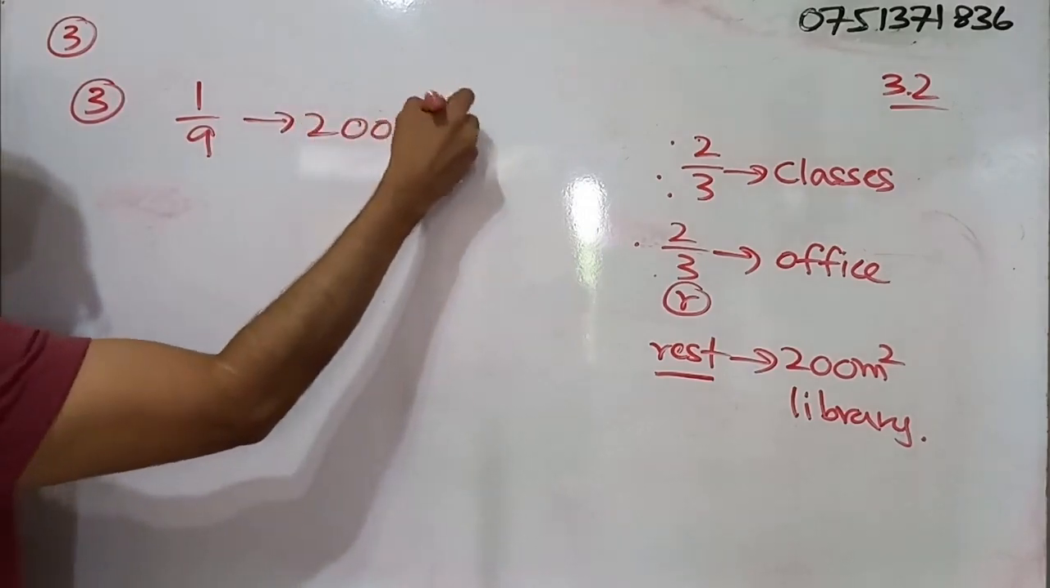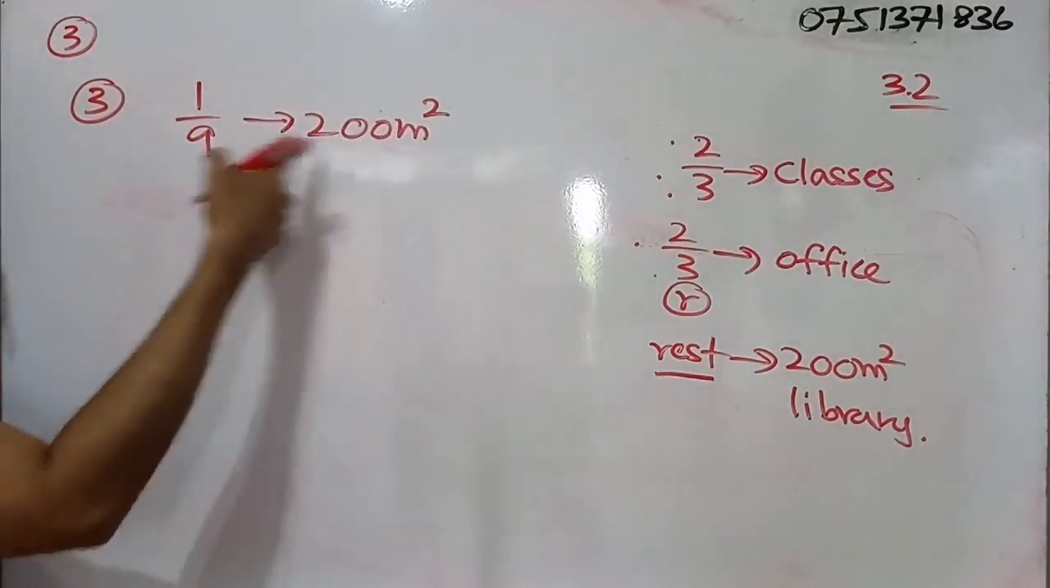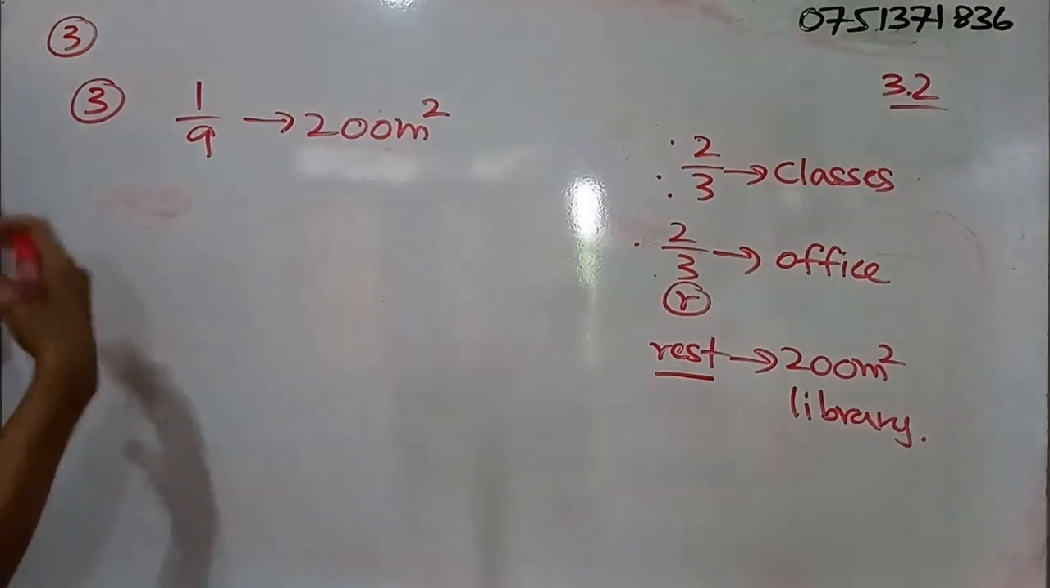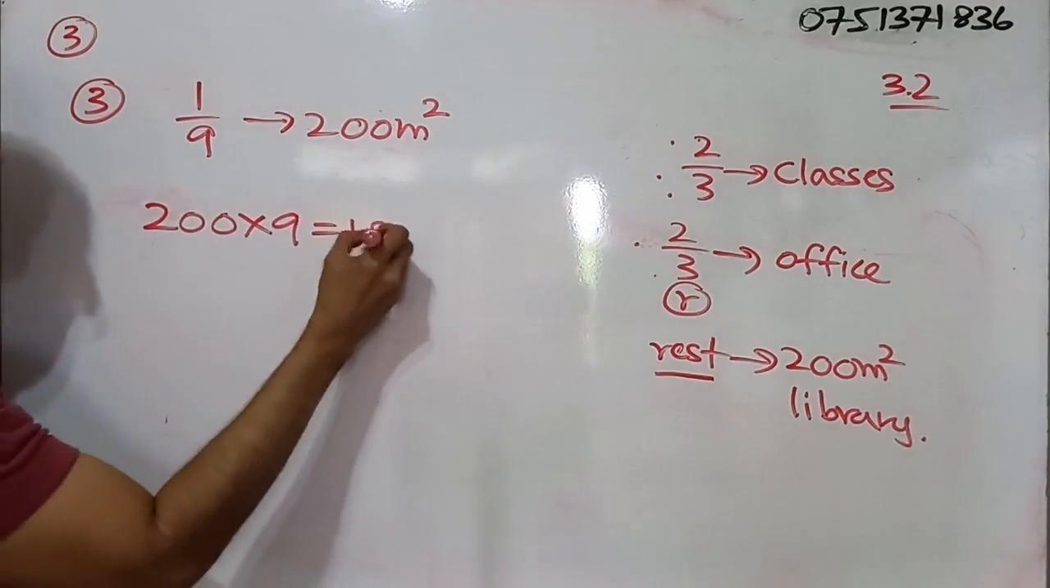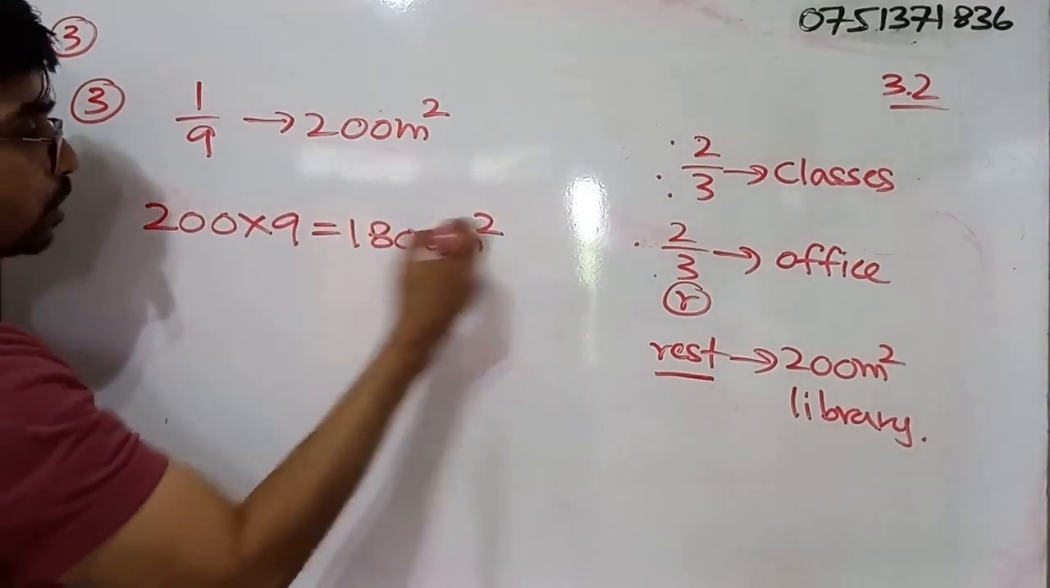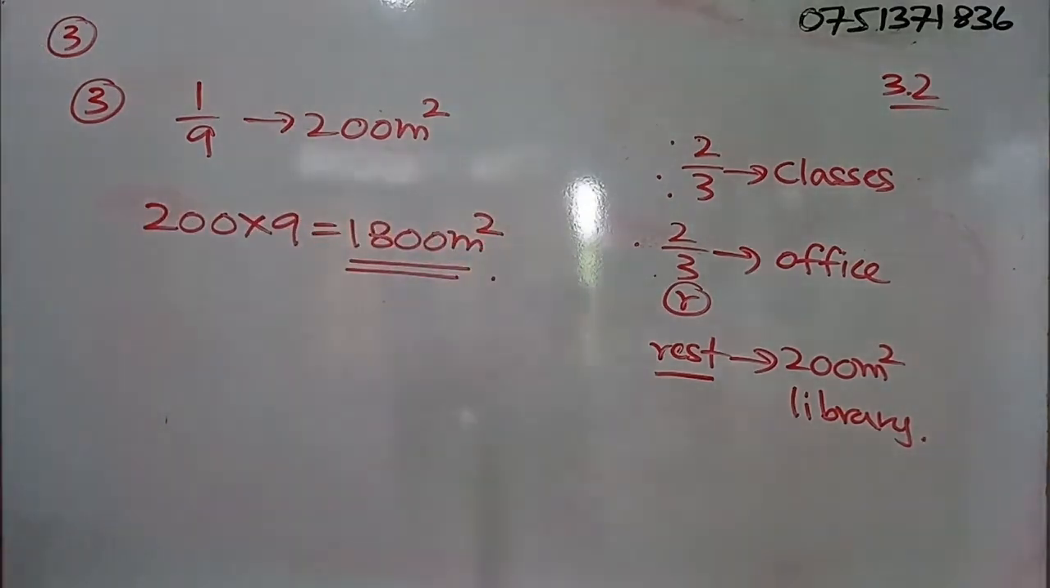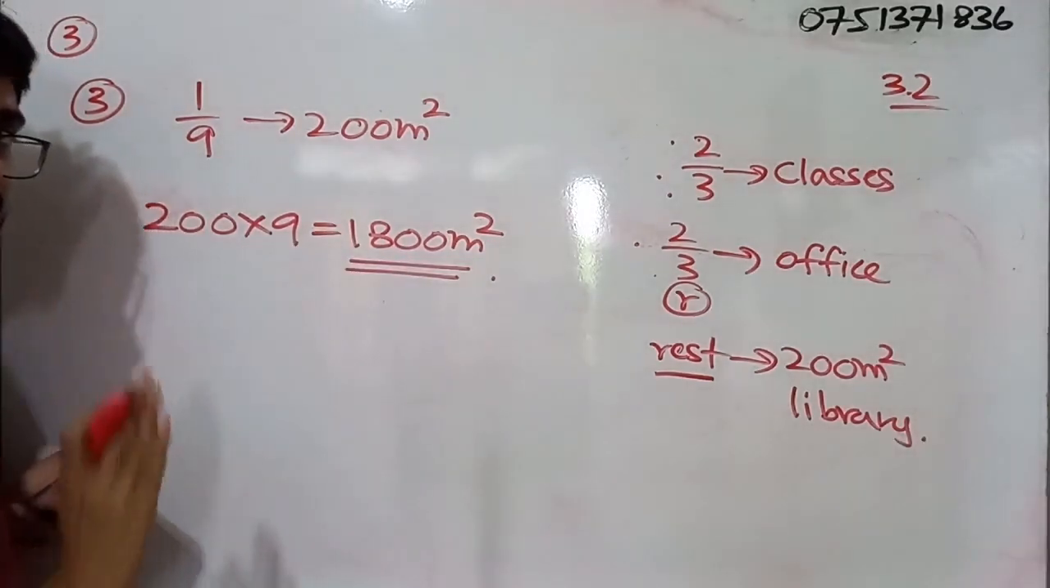200 square meters. So 1/9 is 200 square meters. What is the whole amount? We have to multiply that by 9. So we get what? 1800 square meters. So that is the answer. Right. So this is the answer.